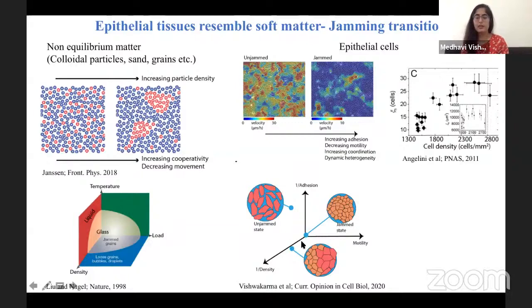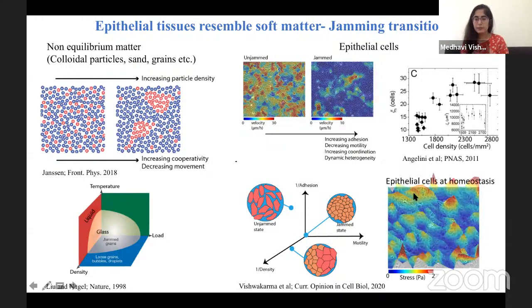And similarly, you obtain a hybrid state where there is jamming and unjamming coming together. So it's more of a dynamic heterogeneity state where you see clusters of cells coming together. The cells that have more motion come together and stay together. So this cooperation you see, this hybrid state, is what we actually see in epithelial cells more often.